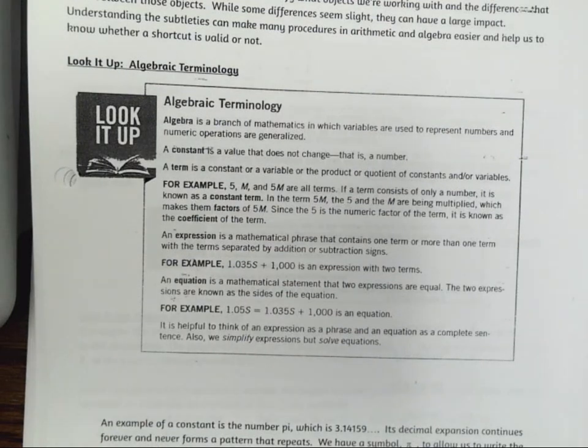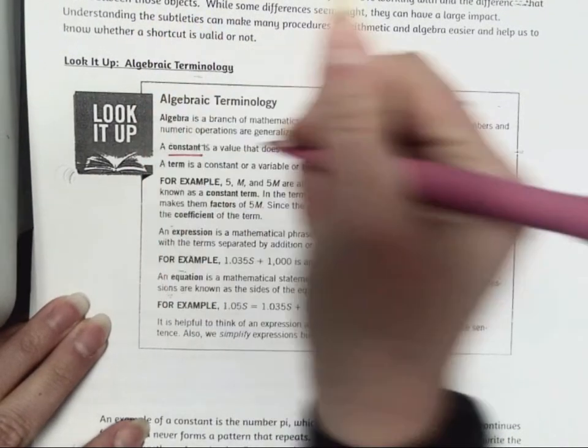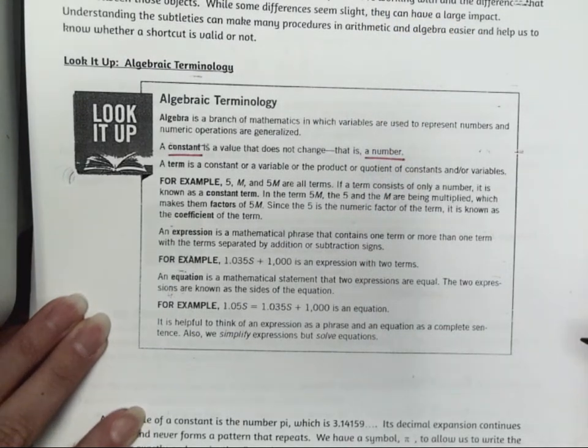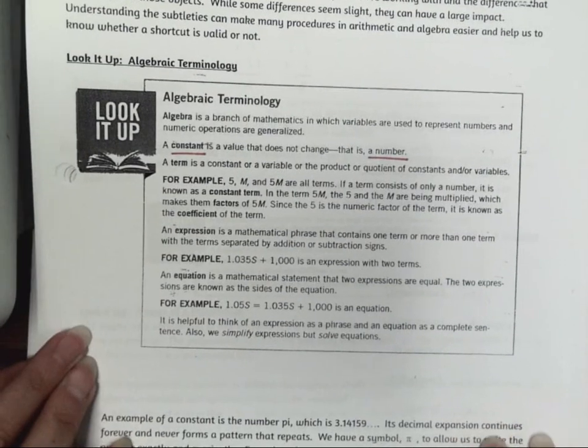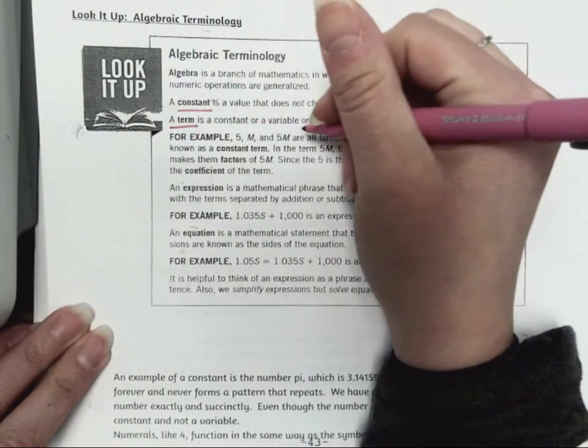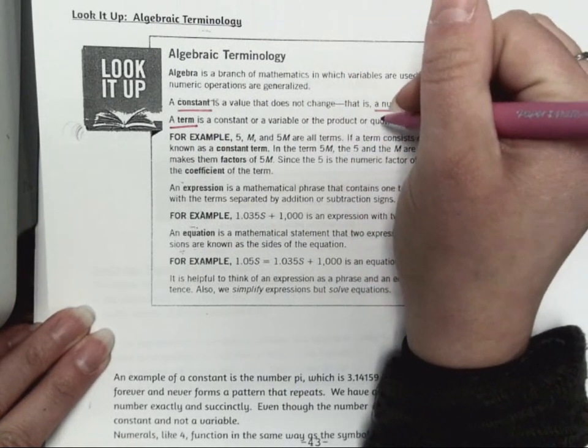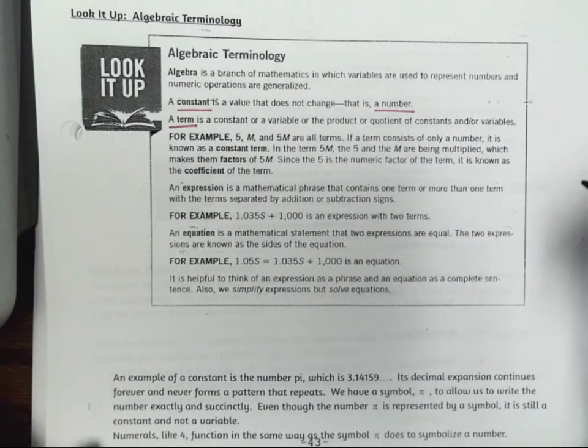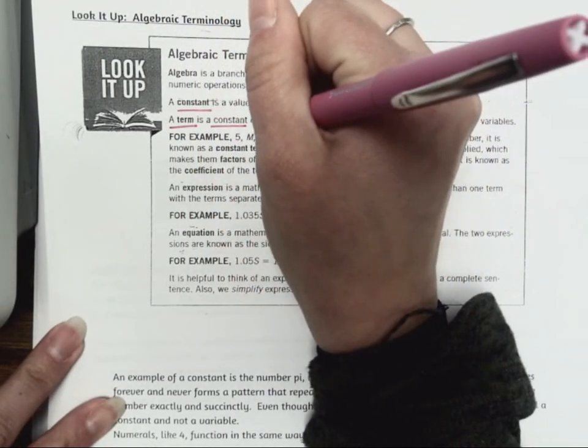The first one is, algebra is a branch of math in which variables are used to represent numbers and numeric operations are generalized. The next one is, a constant is a value that doesn't change, so it is going to be a specific number. For example, a constant would be 5 or 0 or 3 or 1,000. A term is a constant or a variable, or the product or quotient of constants and/or variables. So it can be quite a few things.